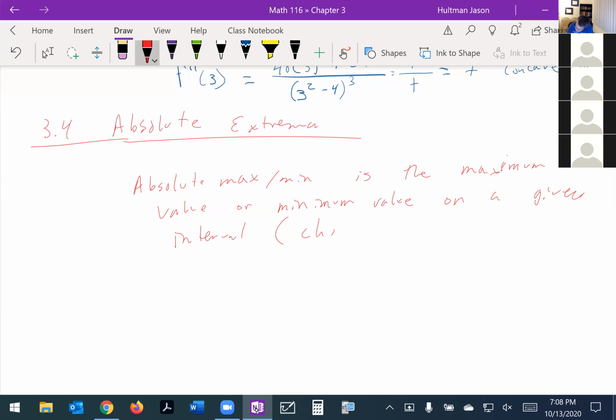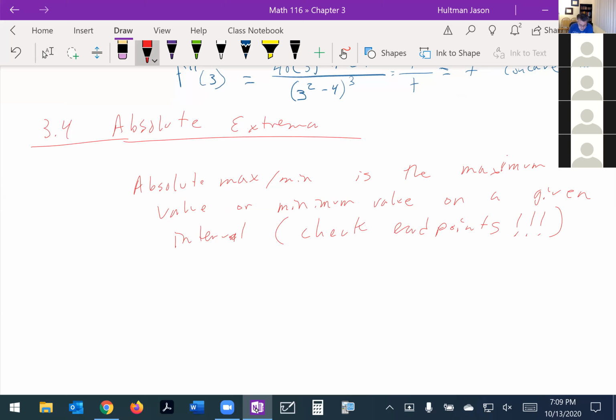So we're just going to put check endpoints. Okay, check the endpoints, given interval. Check your endpoints. That's it. That's the only thing. That's the only difference here.